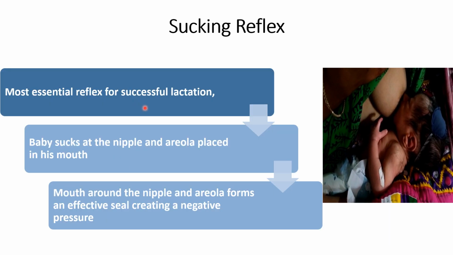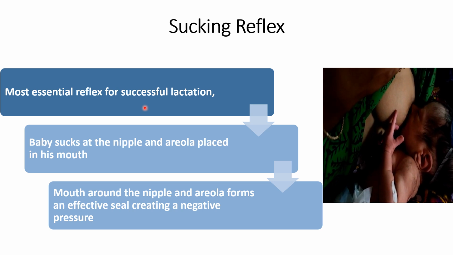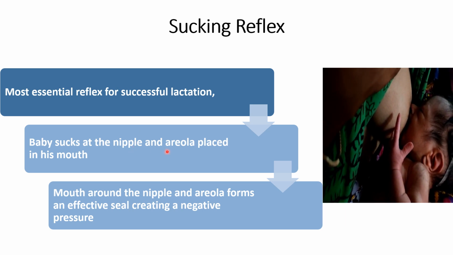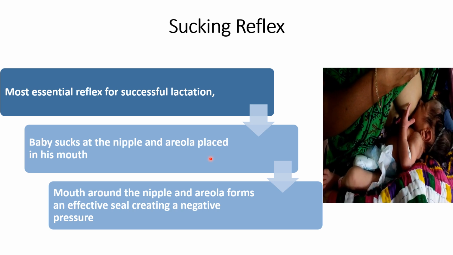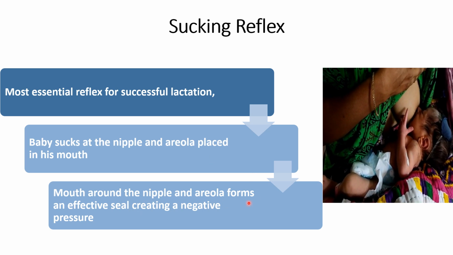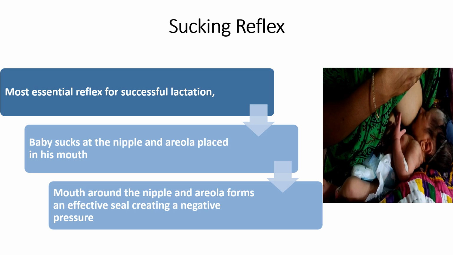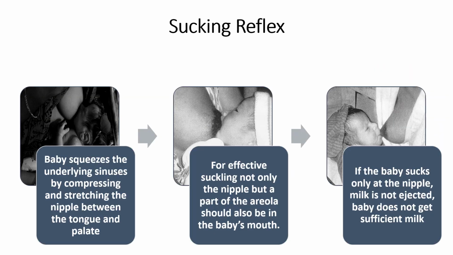Sucking reflex is the most essential reflex for successful lactation. By sucking reflex, babies suck at the nipple and areola, which are placed in the mouth. The mouth around the nipple and areola forms an effective seal, creating negative pressure. And when the baby squeezes the underlying sinus by compressing and stretching the nipple between the tongue and palate, only then will the milk be ejected. So for effective sucking, not only the nipple but also the areola should be in the baby's mouth. So good attachment is required for the sucking reflex.